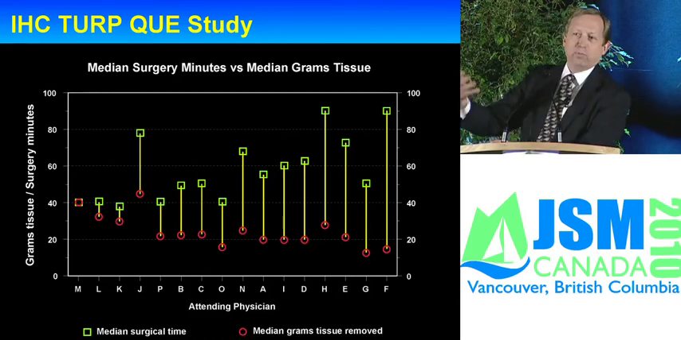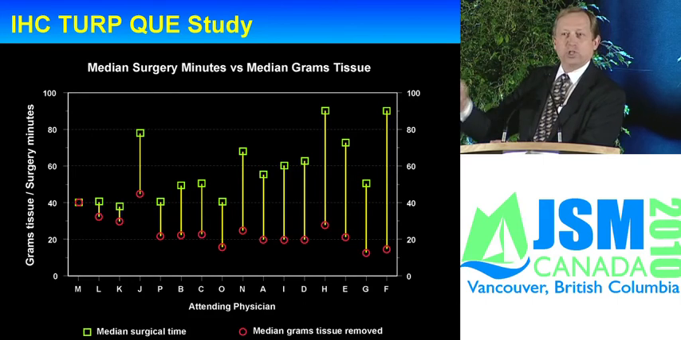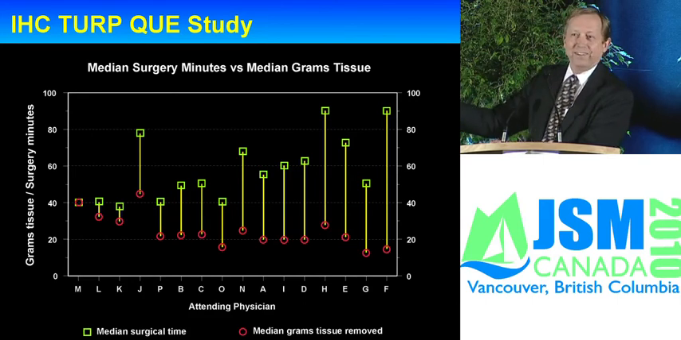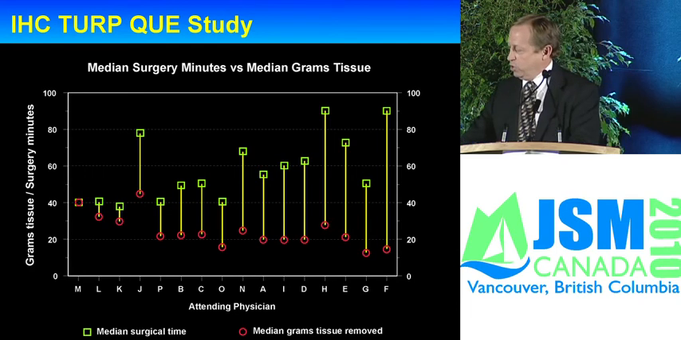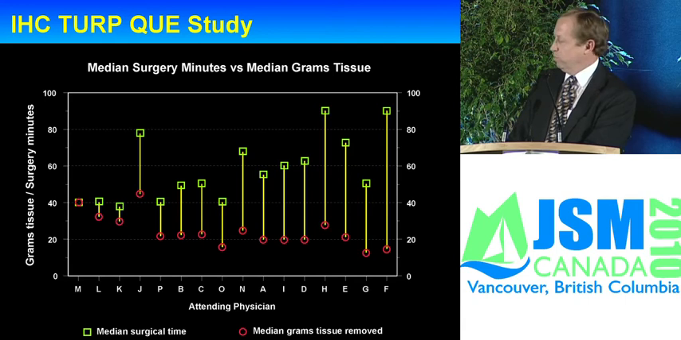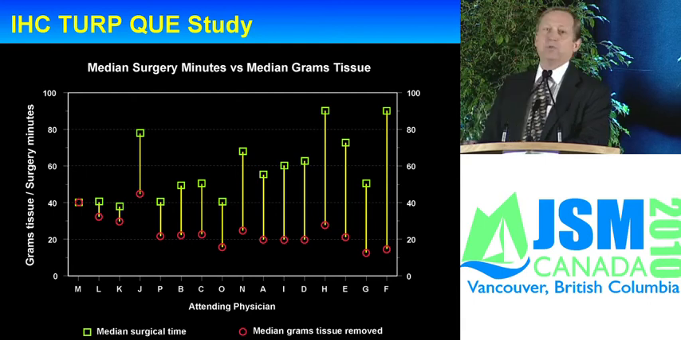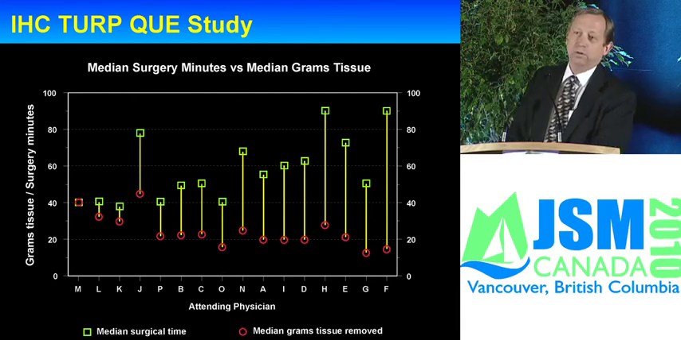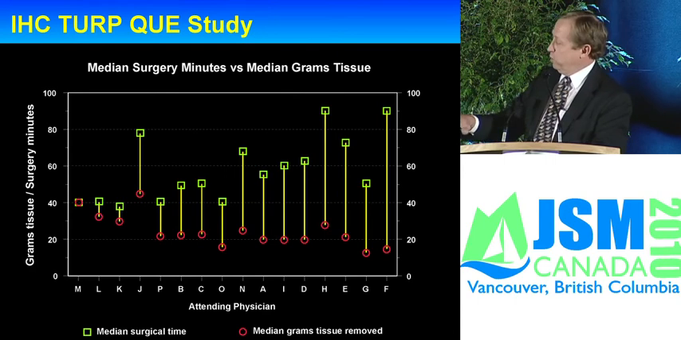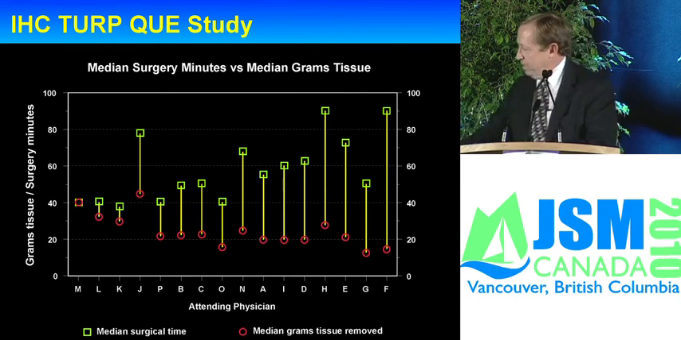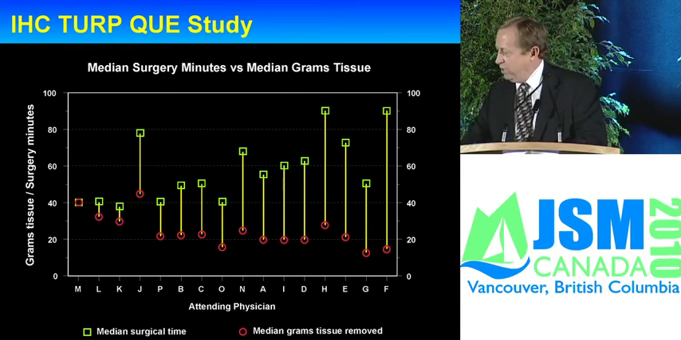That's the whole point of the operation, is to remove prostate. I've arrayed these 16 surgeons in order of grams per minute. So here at the left, I have physician M, who took 40 minutes on median to remove 40 grams of tissue per patient. At the far right, I have physician F, who took 90 minutes to remove 17 grams of tissue per patient.